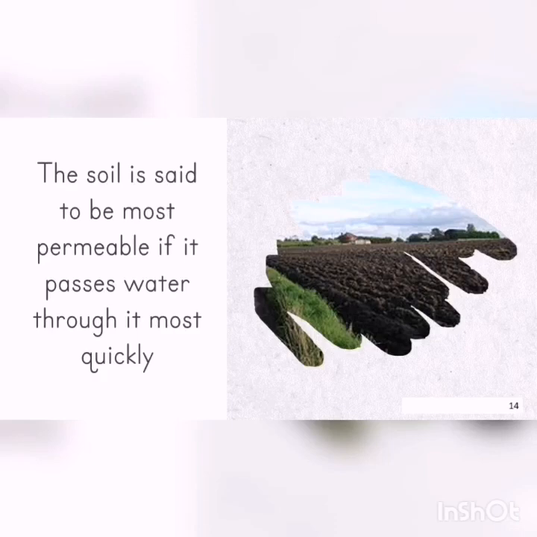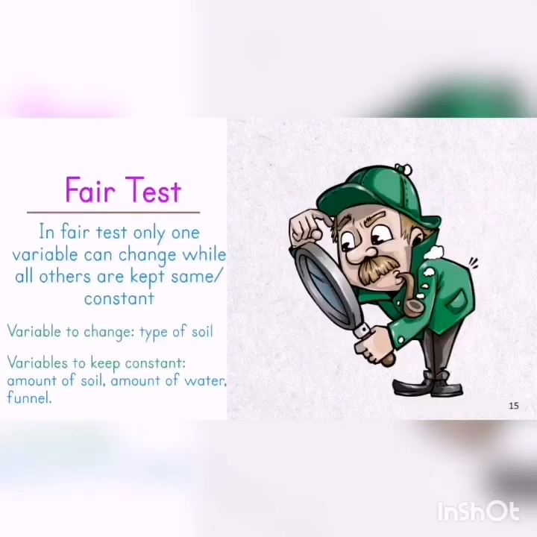Students, do you know the soil is said to be most permeable if it passes water through it most quickly? What is a fair test? In a fair test, only one variable can change, while all the others are kept the same or constant. While checking the type of soil, the variable to change is the type of soil, and the variables to keep constant are the amount of soil and the amount of water.